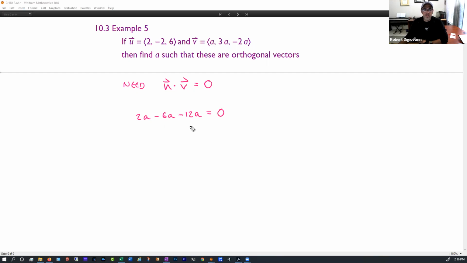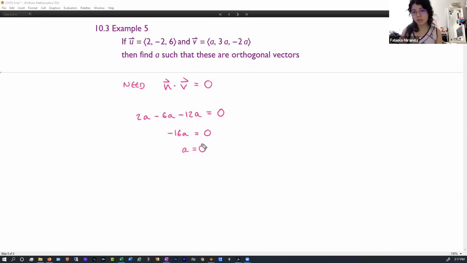That's all it is, right? Let's collect all these together. What would it have to be here? -16A? Must be 0, right? But there's only one way that that's true. And what is it? If A is what? If A is 0. So if A is 0, what does the vector V have to be?